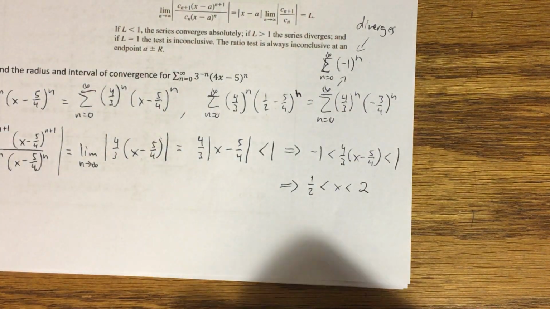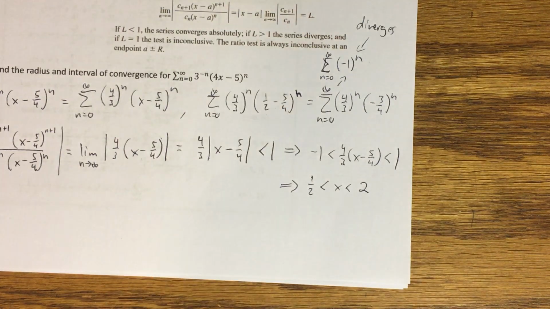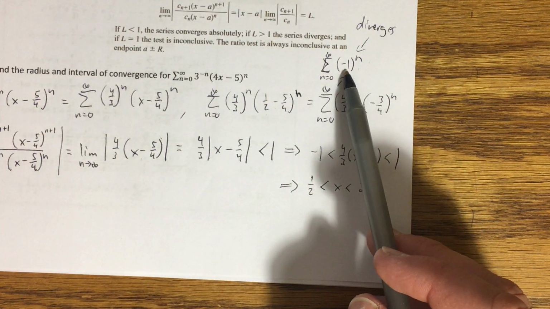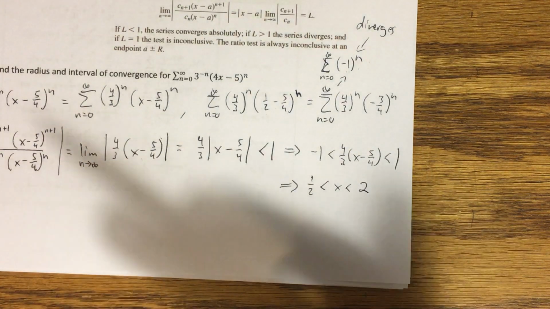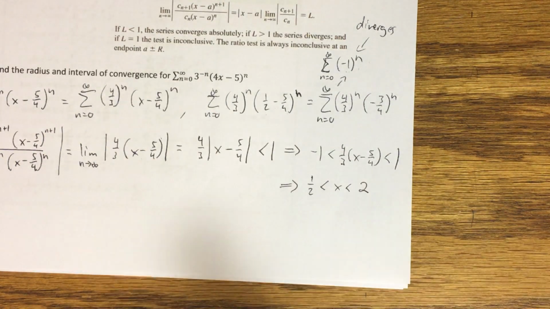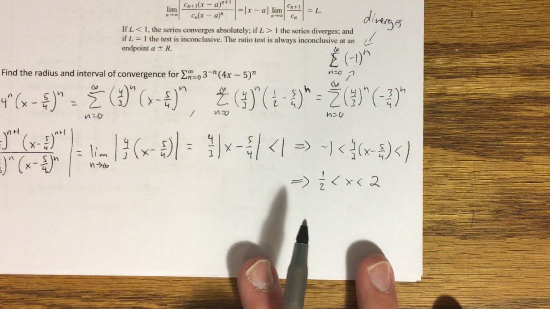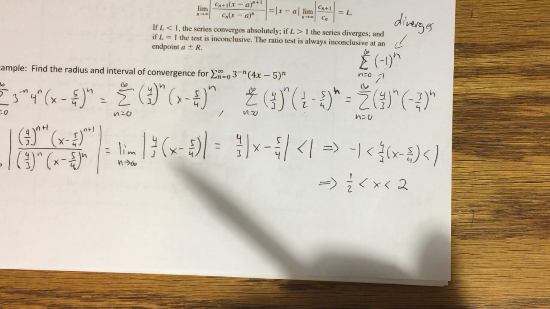I know this because what does that series look like? If I plug in a 0, that's positive 1. And then my next term is negative 1. And then my next term is positive 1. So it's 1 minus 1, plus 1 minus 1, plus 1 minus 1. In Calculus 2, you look at that exact series and you show it diverges.